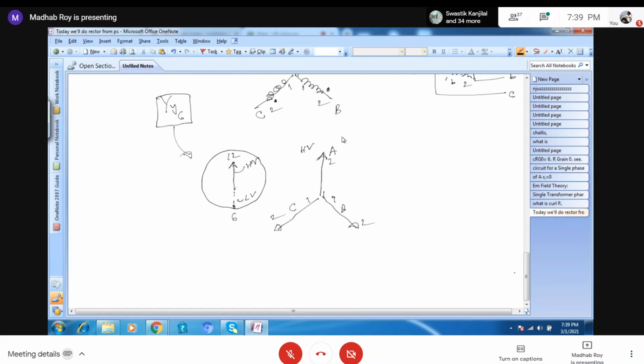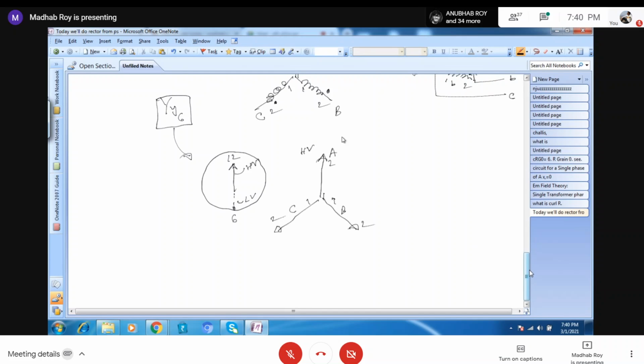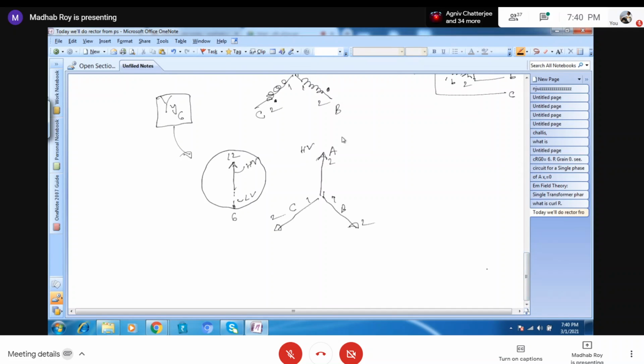How to make the YY6? 180-degree phase shift. Let's see. So before that we have to understand something. Okay, first we have to understand before going for that.